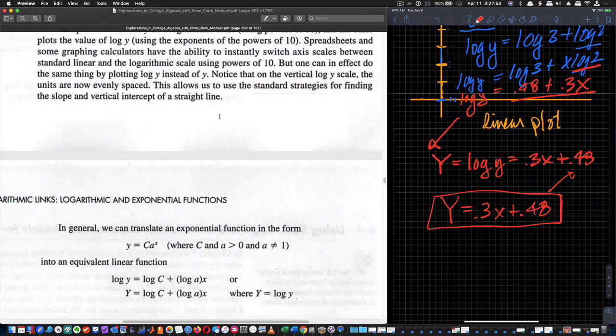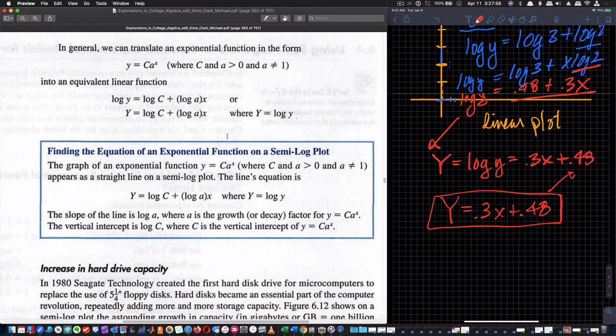Okay, so there are some implications to this. Here's a summary on what we just did. We take an exponential function. We take the logarithm of both sides, use the properties of logarithms to rewrite it so we have a slope and an intercept. Please hit pause and copy this down if you need to.